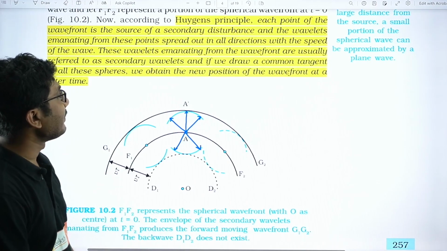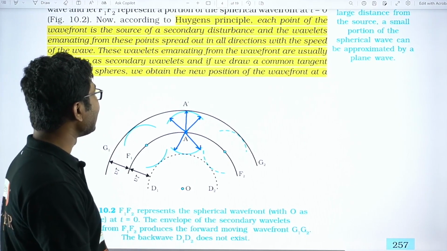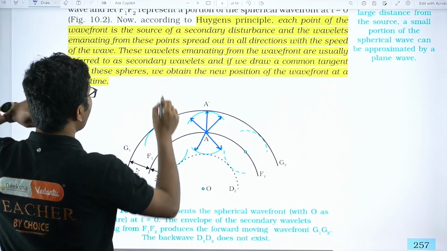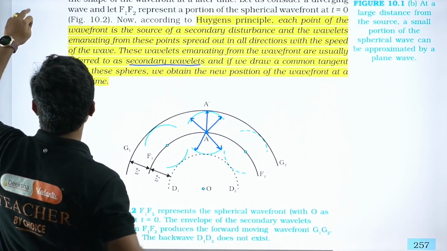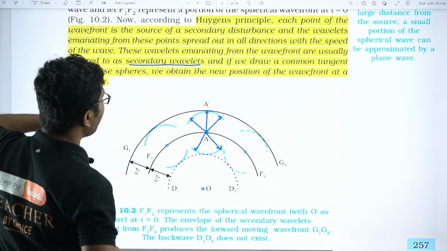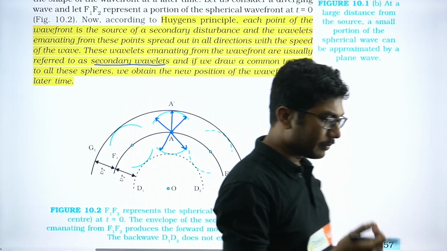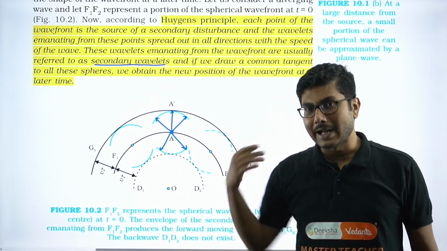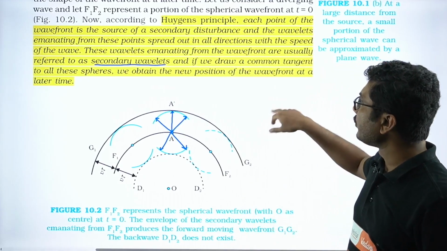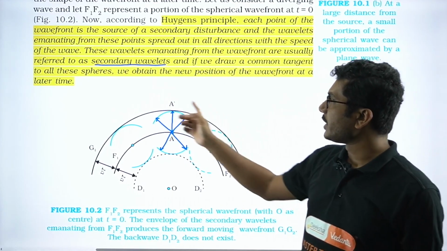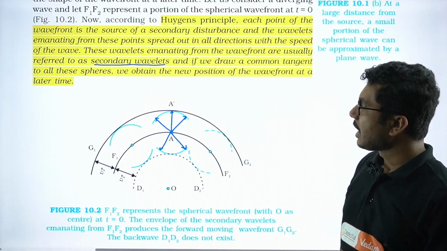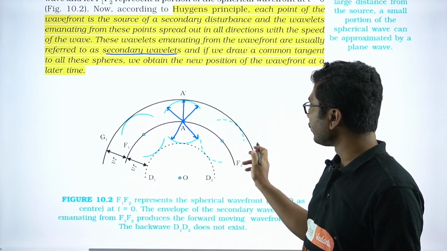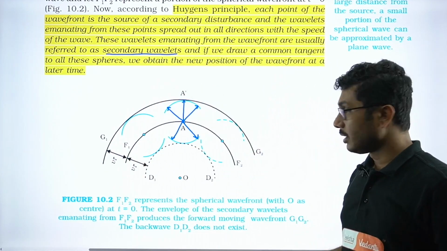These wavelets emanating from the wavefront are usually referred to as secondary wavelets. There is an MCQ question on this: what is a secondary wavelet? Secondary wavelets are basically emanating from the primary wavefront. Whatever comes out of the primary wavefront is called secondary wavelets, or secondary wavefront as well. Secondary wavefronts and wavelets are basically the same thing. If we draw the common tangent to all these spheres, we obtain the new position of the wavefront at a later time. If you consider all such points and draw a common tangent to them, you will get a secondary wavefront.